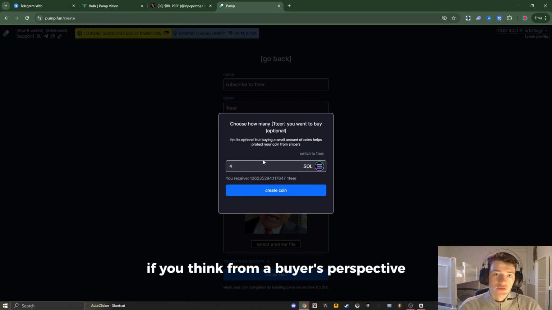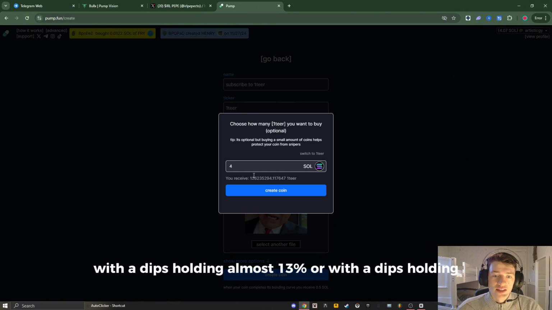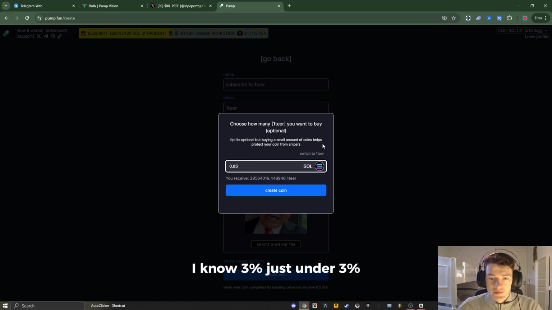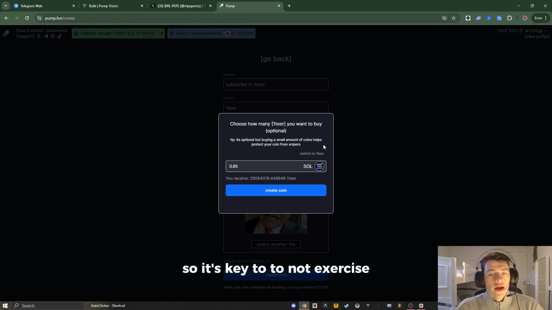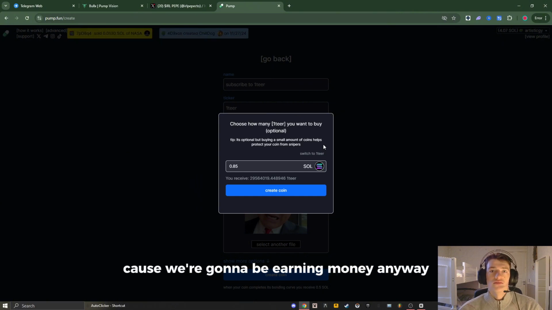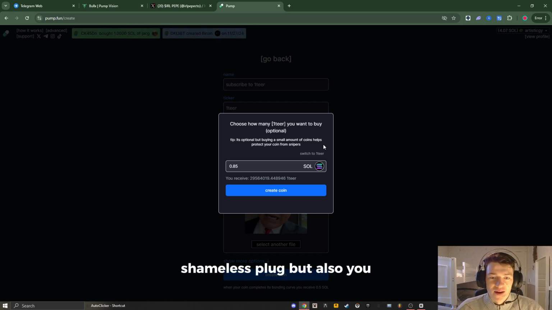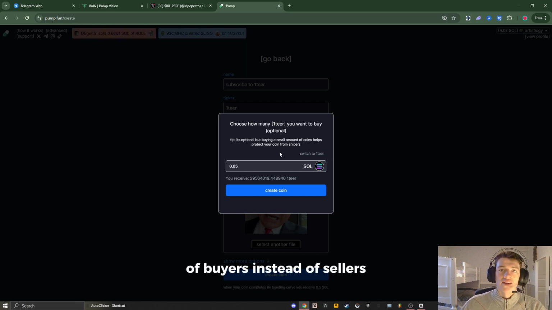Which coin, if you think from a buyer's perspective, do you think they're more likely to buy? A coin where the dev's holding almost 13%, or where the dev's holding just under 3%? The answer is obviously just under 3%. So it's key to not exercise all of your soul into every single trade. First of all, fees are going to be a bit higher. That doesn't really matter, because we're going to be earning money anyway, especially if you subscribe, like, and comment. Shameless plug. But also, you want to look from the perspective of buyers instead of sellers.